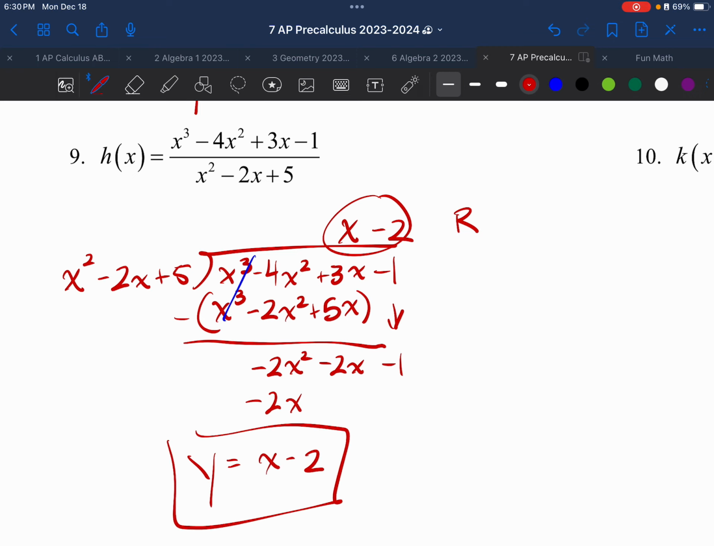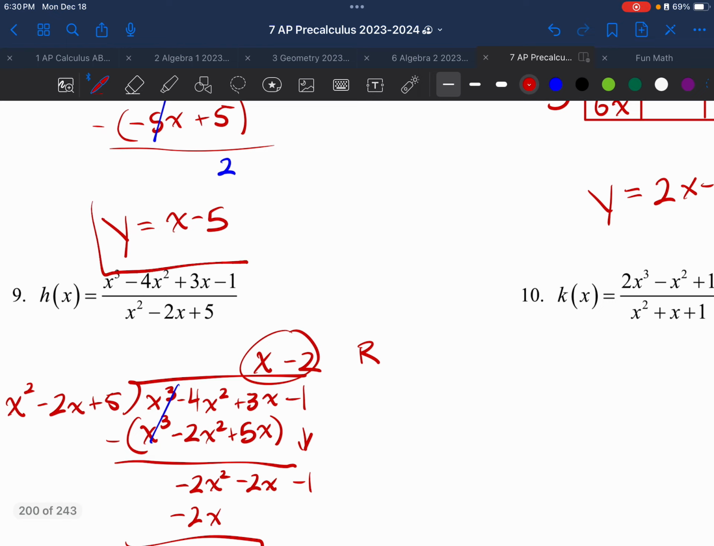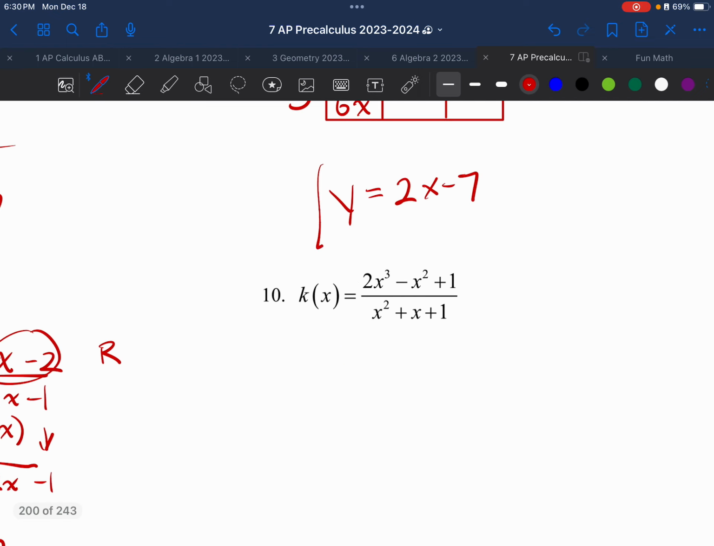My answer box. Have I been boxing my answers up above? I don't know if I have. Box that one. Box that one.